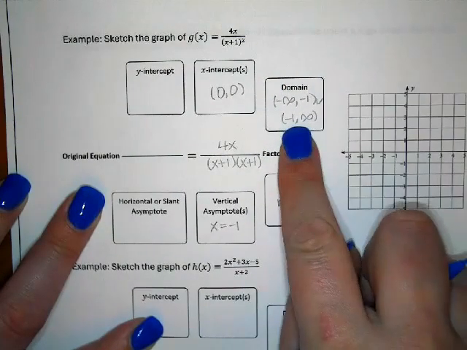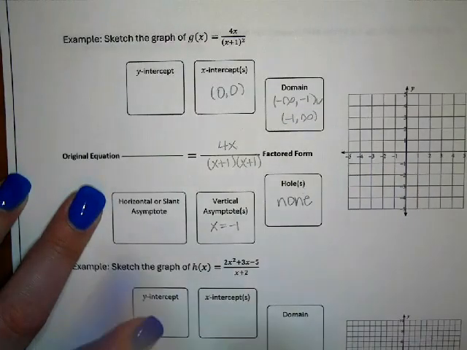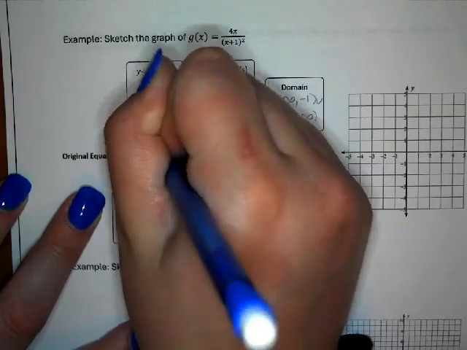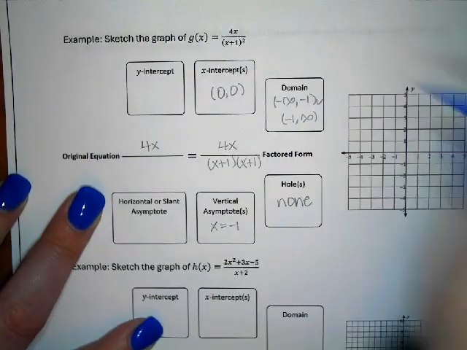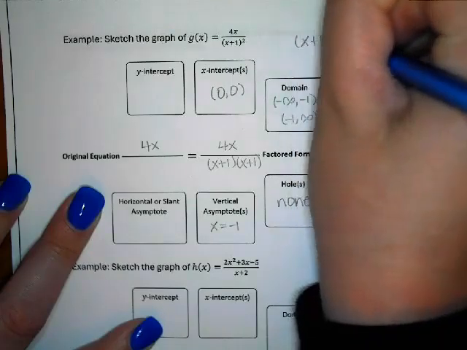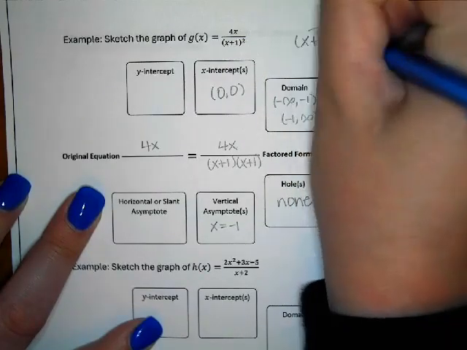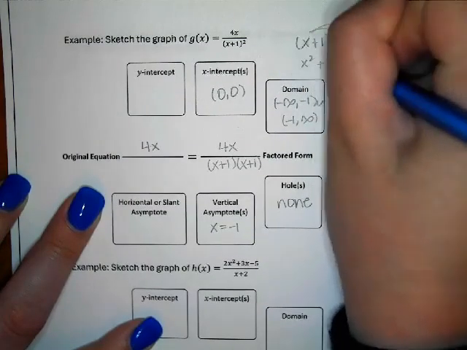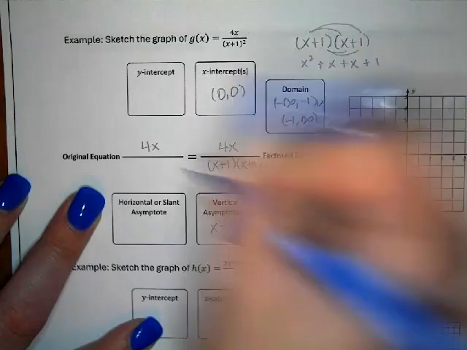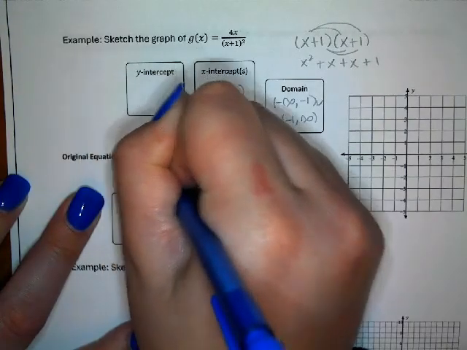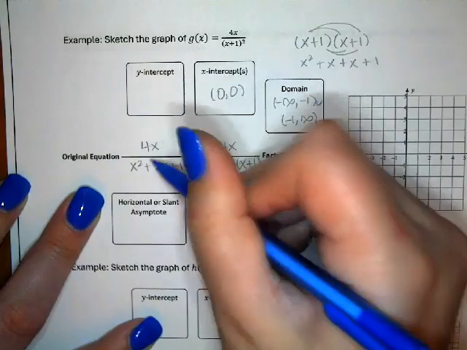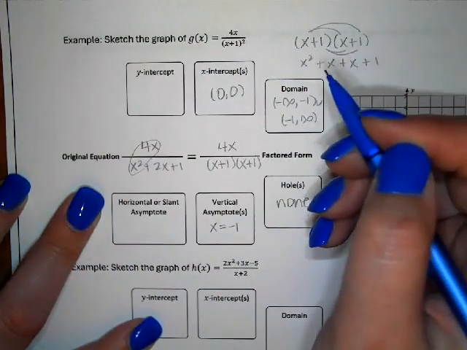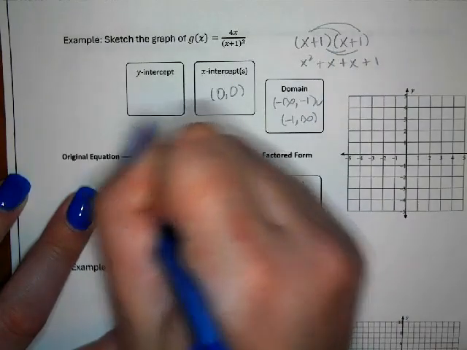And then over here, I'm going to need the equation not in factored form so that I can figure out the other answers. So I'll FOIL out x plus 1 times x plus 1. So x squared plus x plus 1. Okay, so 4x over x squared plus 2x plus 1: the degree of the numerator is smaller than the degree of the denominator. So this is a horizontal asymptote of y equals 0.